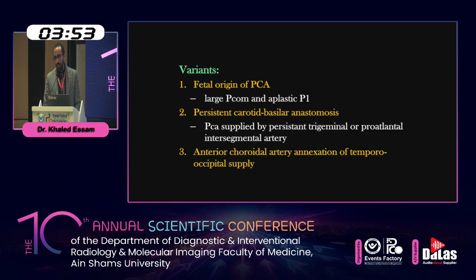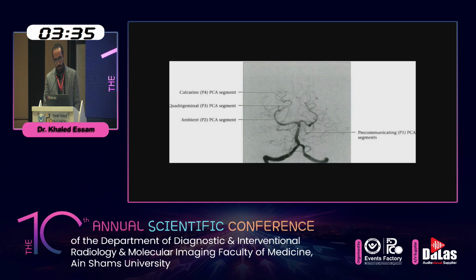The most important variation of PCA is the fetal origin of the posterior cerebral artery. We have a large PCOM with aplastic P1, and sometimes also conjoined with aplastic A1 segment. Also, we have persistent carotid basilar anastomosis through the trigeminal artery, and anterior choroidal artery annexation of temporal occipital supply.